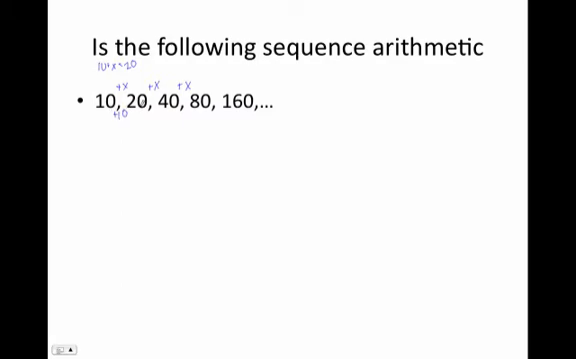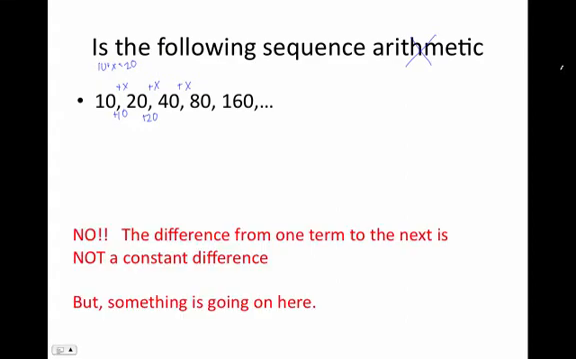Then we're going to ask ourselves what's happening here. Well, when you take your 40 minus the previous, we're going to get plus 20. We can stop right there and say, no, this is not arithmetic. So the difference is not constant, but something is going on here. So I'm going to clear these. What exactly is going on from one term to the next?